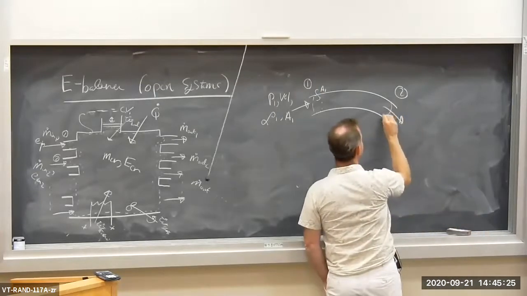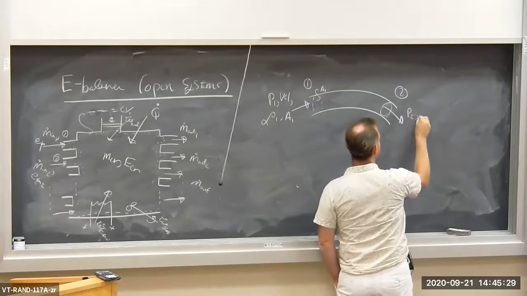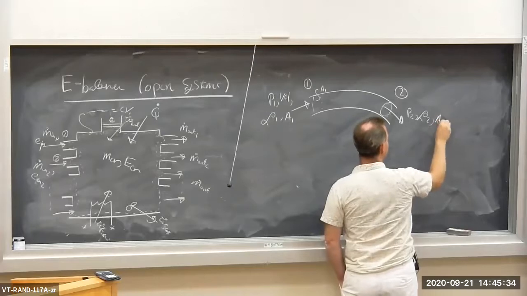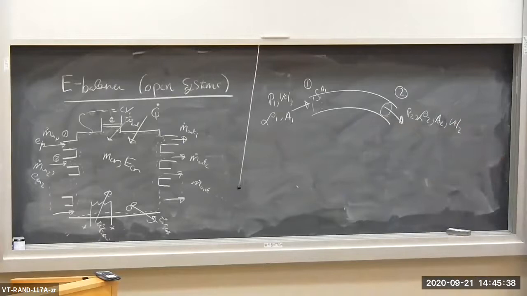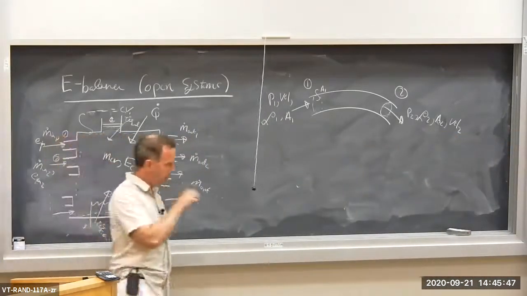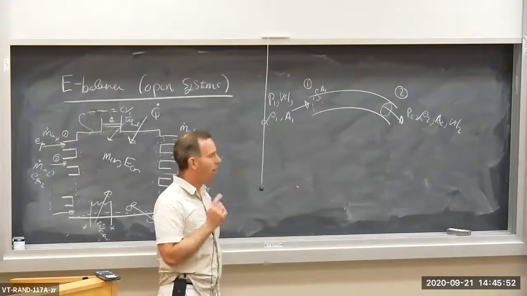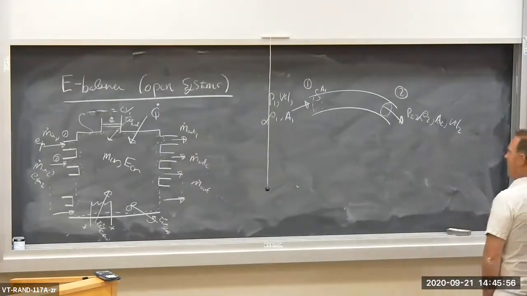Same thing at the outlet. I have a P2, I have a ρ2, I have an area 2, and of course I have a velocity VEL2, okay? Now, let's look at the work being done on the system due to the pressures at the inlet and the outlet.